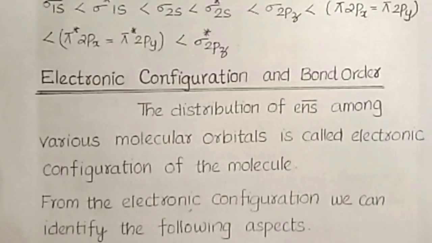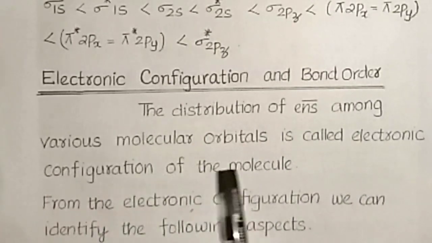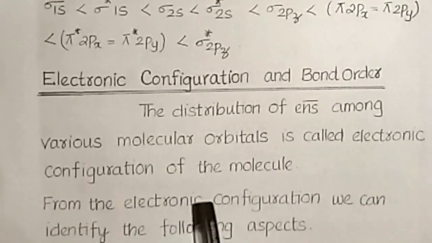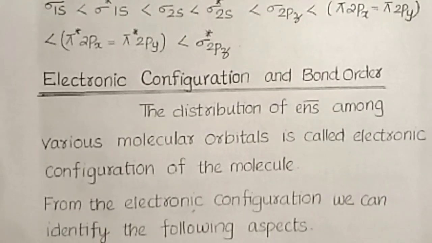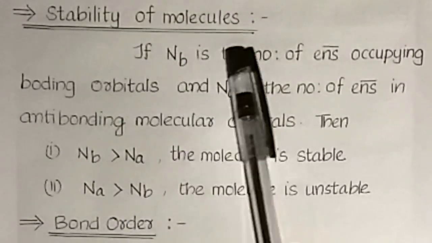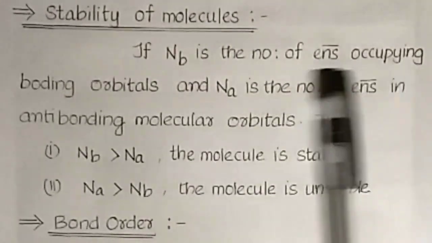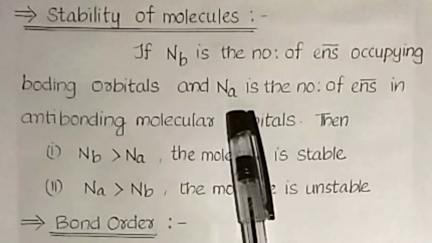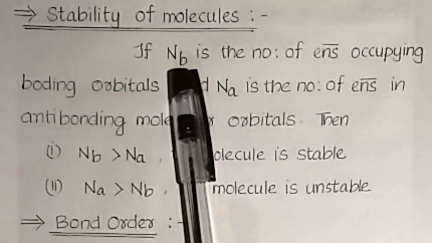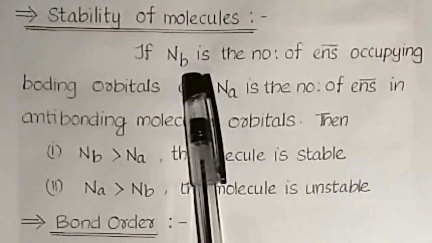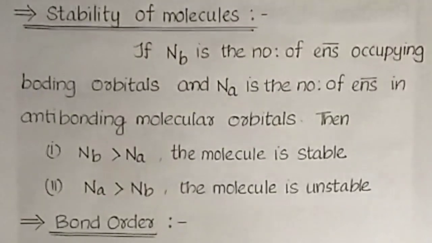Do you know what we mean by electronic configuration? Yes, the distribution of electrons among various molecular orbitals is called the electronic configuration of the molecule. From the electronic configuration, we can identify the following aspects. First one, stability of molecules. We consider Nb as the number of electrons occupying bonding molecular orbitals and Na as the number of electrons present in anti-bonding molecular orbitals.